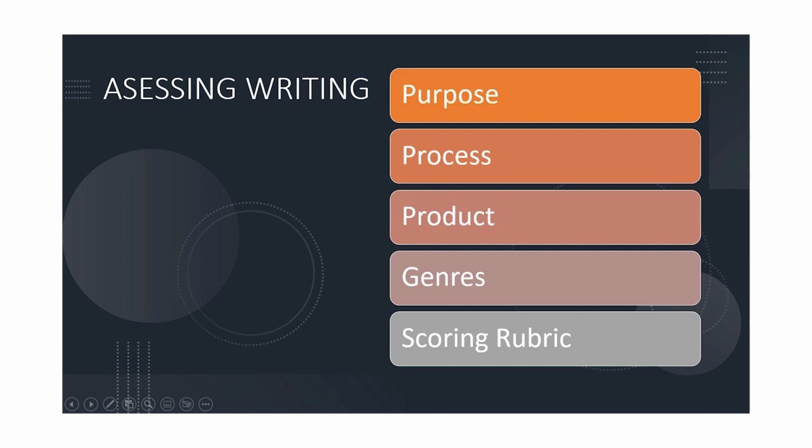Okay, and then the next thing that teachers need to do is how to assess writing. So, when teachers assess students' writing, there are at least five things that we need to consider. The first one is the purpose of writing. What is the purpose of writing?